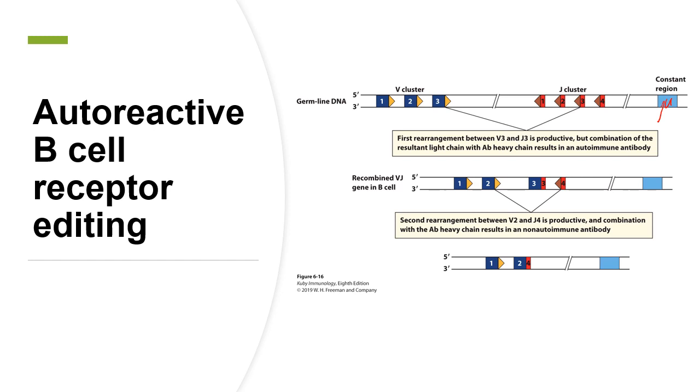What happens to the 3-3? The 3-3 gets clipped out and degraded in an excision loop, the same as it did during the initial recombination event.